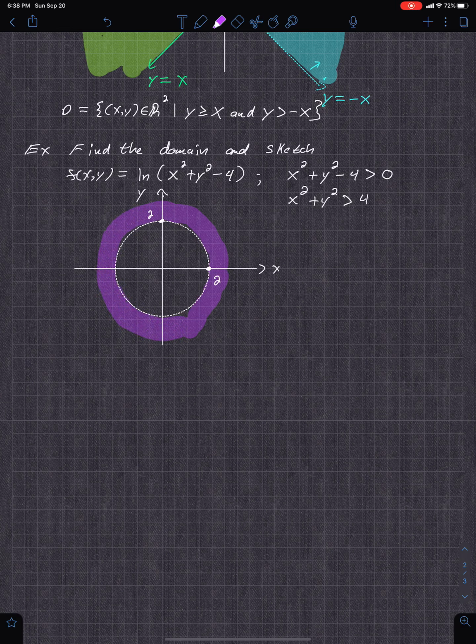If you test 0, 0, you get a false statement, so it must be the other region. So it's all of this. This is what you're shading. And I'll make it look all pretty with purple because I can with this computer thingy. Okay. So that's the domain.